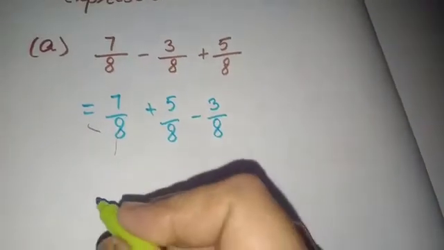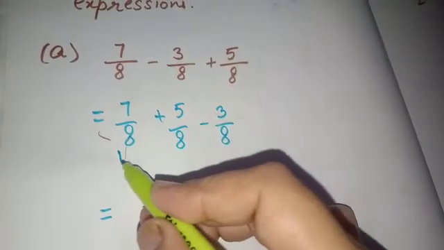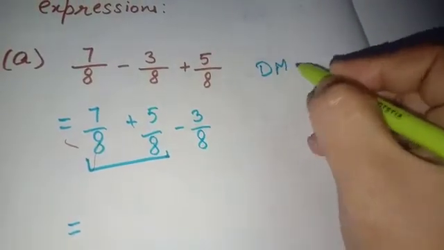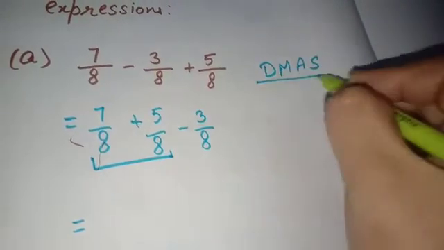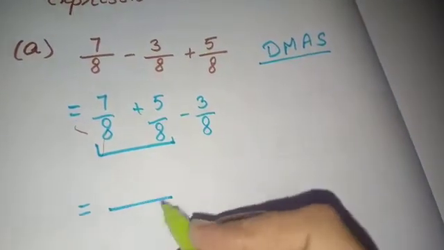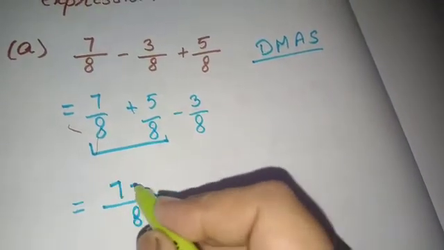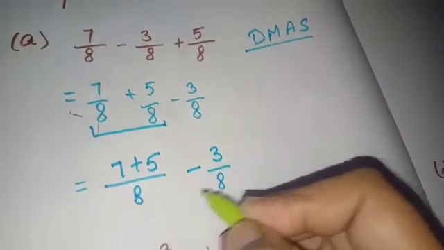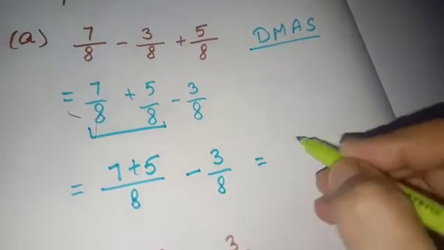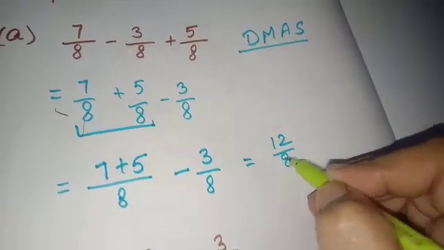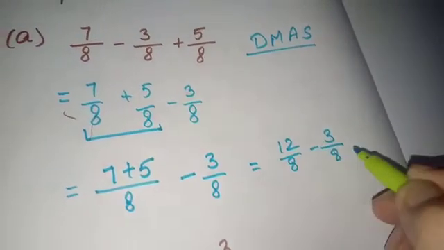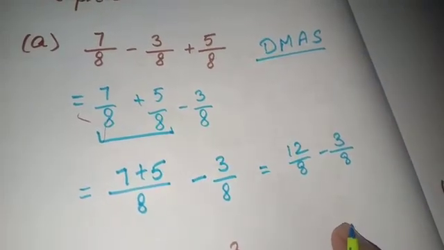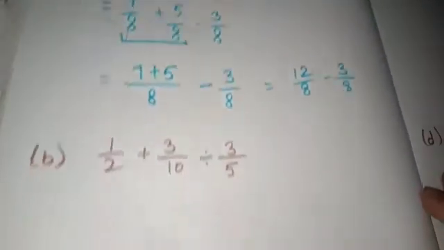After this, firstly, we will solve the addition sign according to DMAS rule. In addition, LCM of 8 and 8 is 8. Numerator will be 7 plus 5 minus 3 by 8. Here 7 plus 5 will be 12 by 8 minus 3 by 8. Now LCM of again 8 and 8. The next step you will do on your own. Okay. Come to the next part.